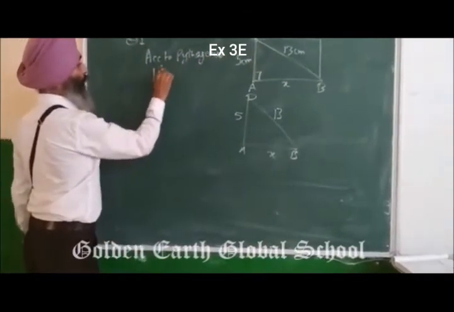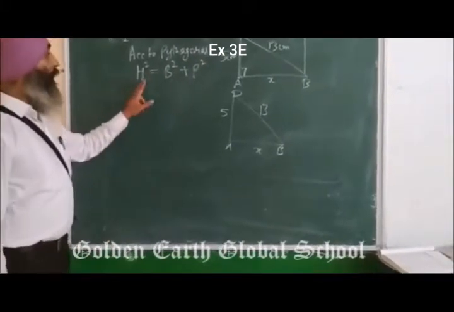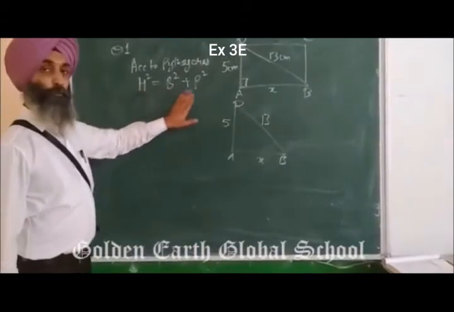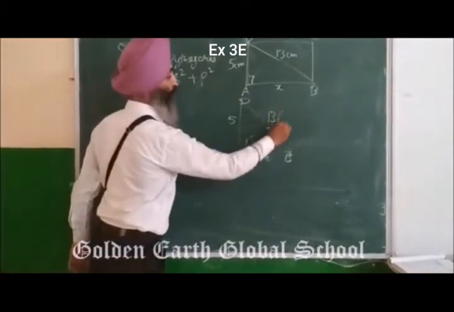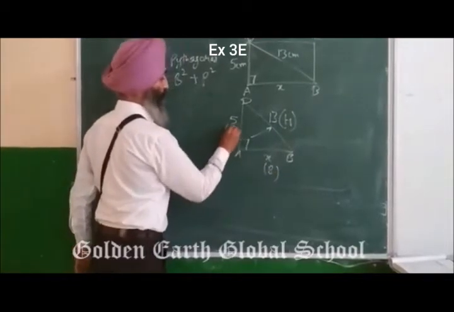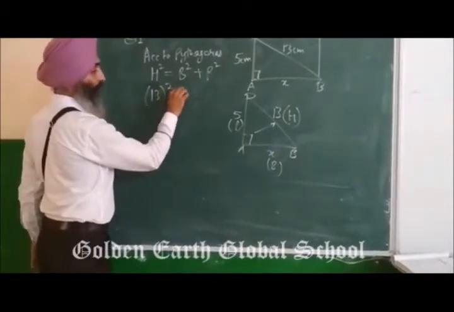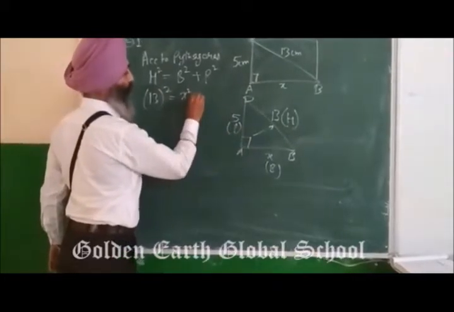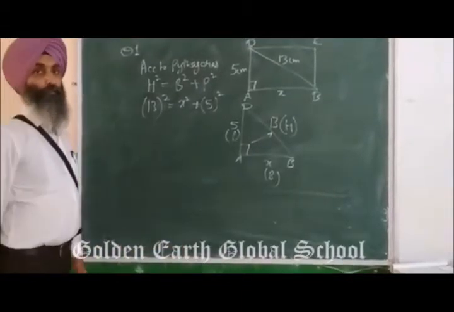According to Pythagoras, hypotenuse square is equal to base square plus perpendicular square, which I call it high blood pressure. It's my own way. So h square is equal to b square plus p square. The side opposite the 90 degree angle is called h, and this is the base and this is the perpendicular. So put the values. Remember one thing, whenever we have a right angle triangle, we can apply this formula to find the side of the triangle.